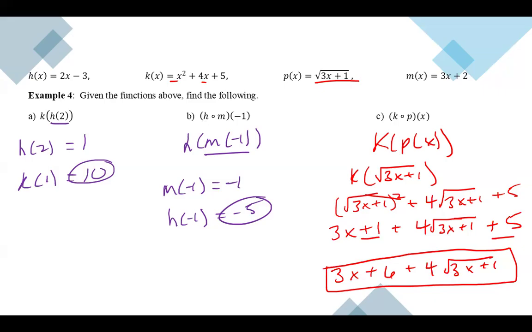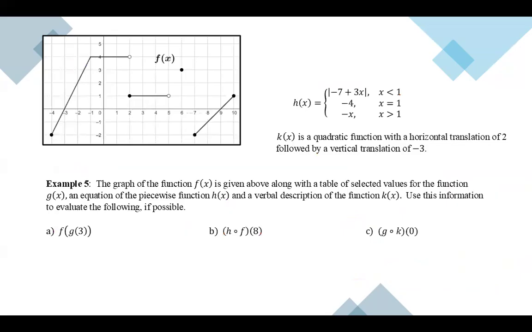Okay. All right. The next part is reading it from a table or a graph. So finding composition from a table or graph. Here we have three functions: a graphical version, a function version, and a written version. The first one, our f of x here, is its own little thing.